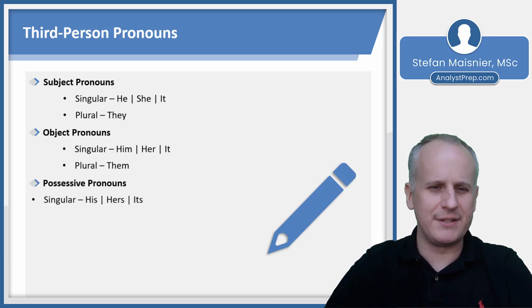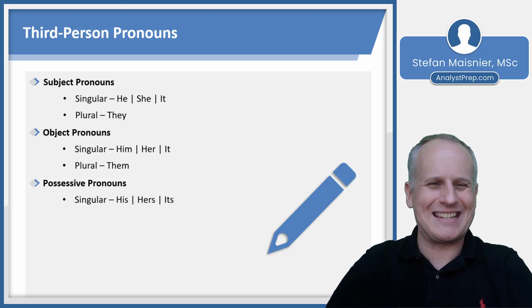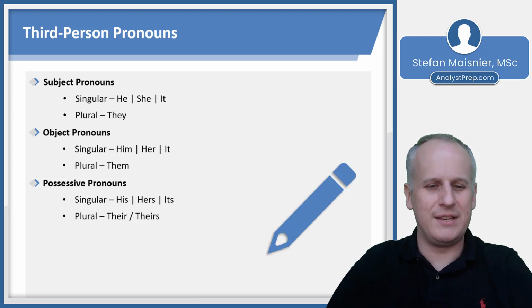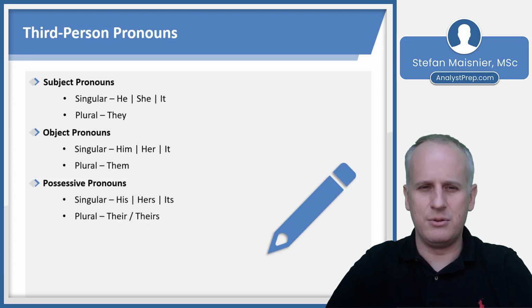Then your possessive pronouns in the singular are "his," "hers," or "its." The "its" is going to be I-T-S without an apostrophe. If you have I-T apostrophe S, that is the contraction "it is" in English. "Its" as a possessive does not require an apostrophe. And your plural possessive pronouns are going to be "their" or "theirs." So these are their dogs. These dogs are theirs, that sort of thing. Again, depending on the structure of the sentence, either can be used.